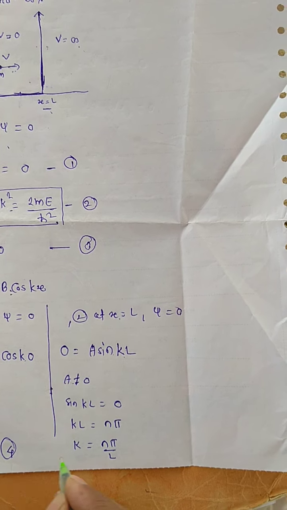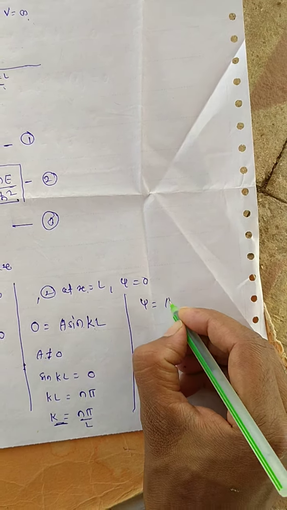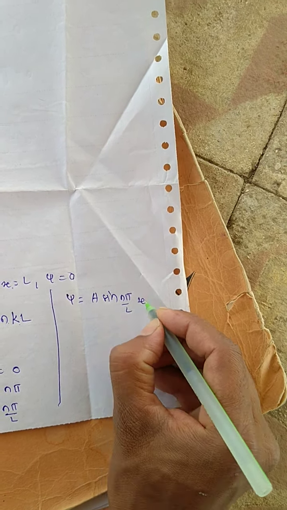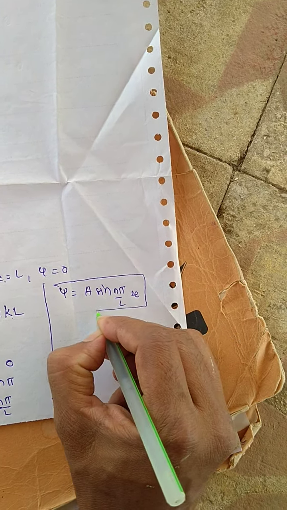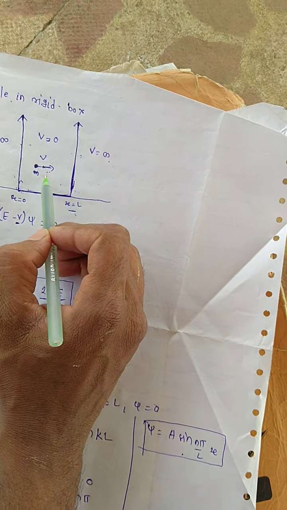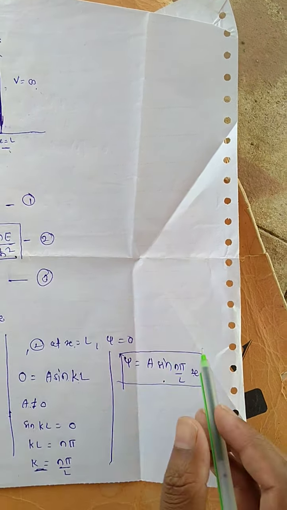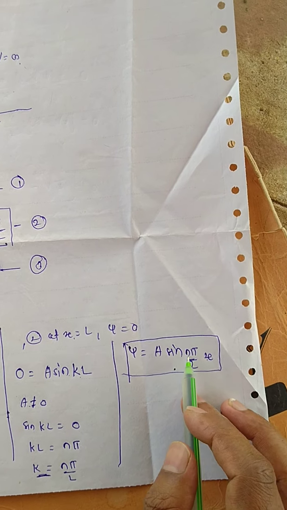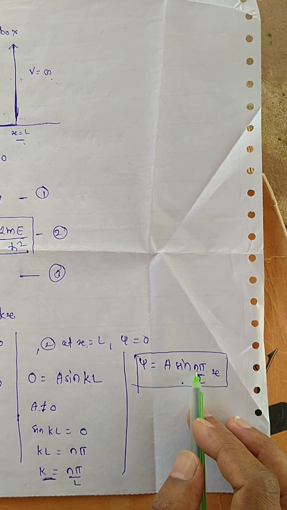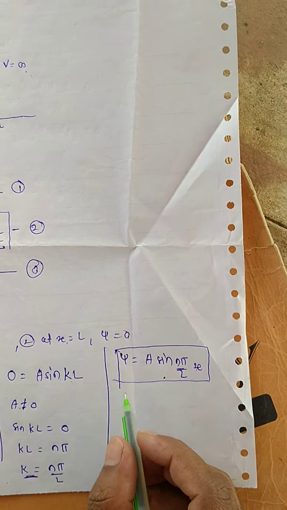Using this k in the equation, we get psi is equal to a sin (n pi by L) x. This is the wave function of the particle in rigid box moving with velocity v. x is the position in the box, and n is the energy level: ground state, first excited state, second excited state, and so on. n is equal to 1, 2, 3, like this.